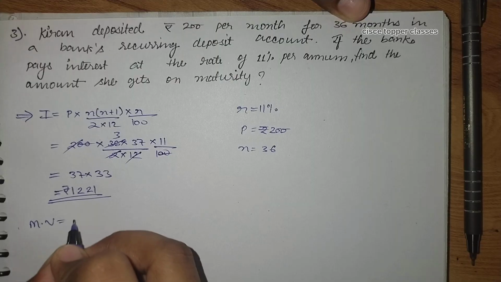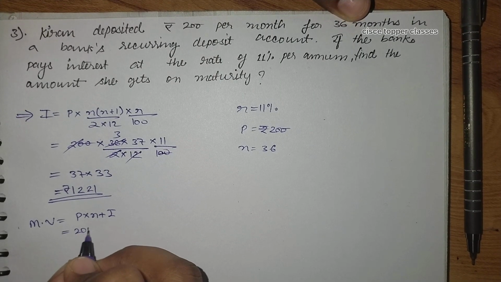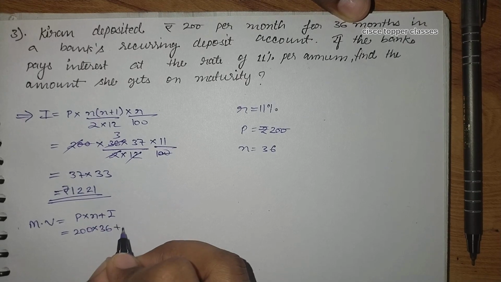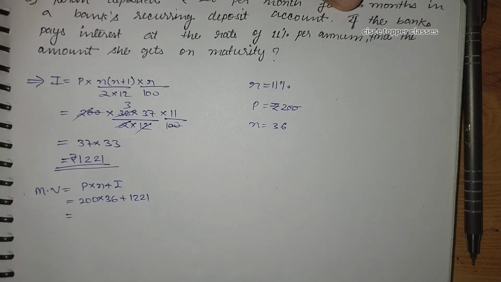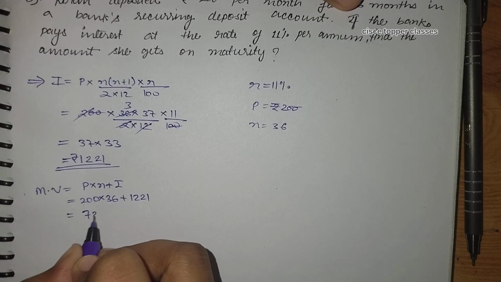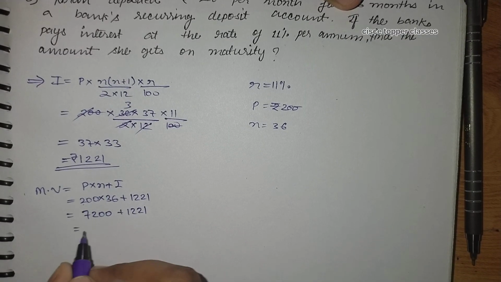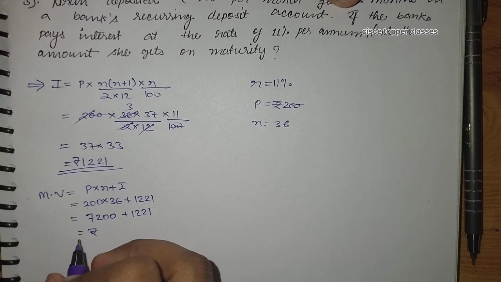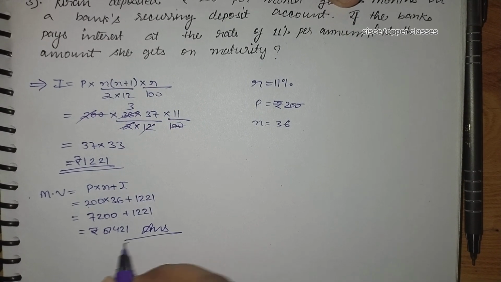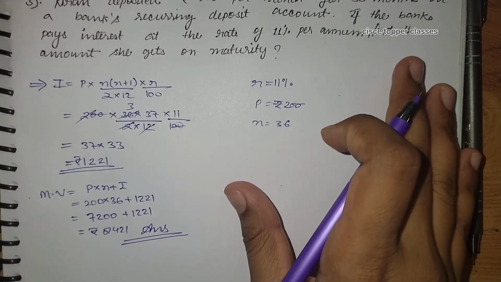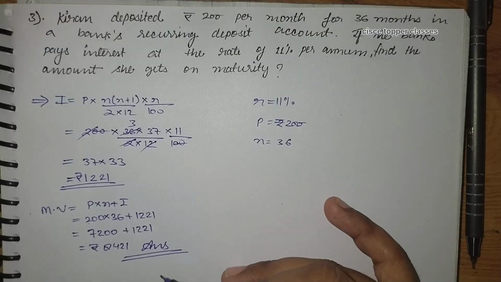The matured value we will find as P into n plus I. So here 200 into 36 plus the interest, 1,221. On calculating, this will be 7,200 plus the interest value 1,221, equal to rupees 8,421. So 8,421 is the final matured value which Kiran will get after 36 months. So this is the solution of question number 3, and this is the answer here.